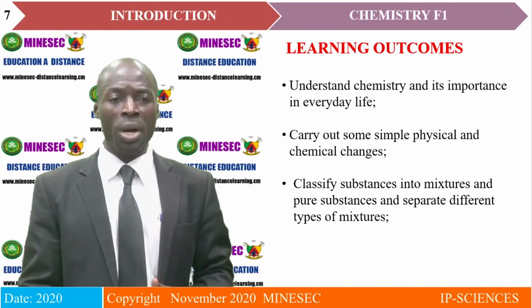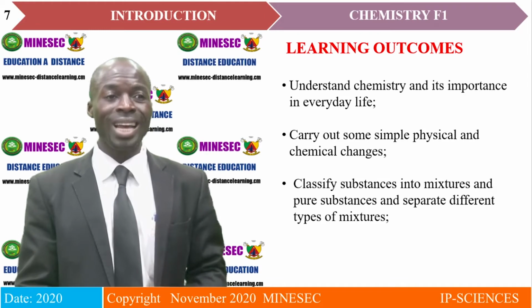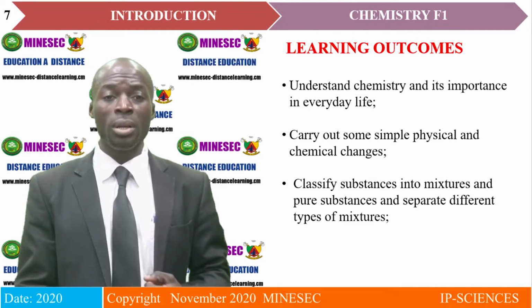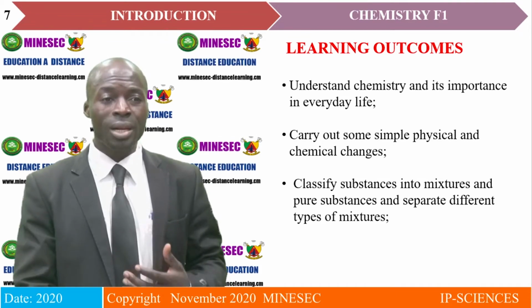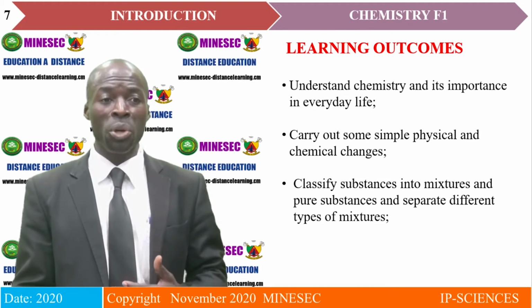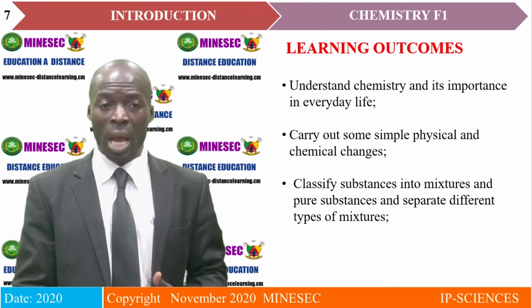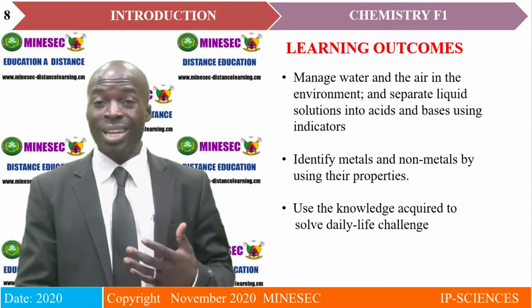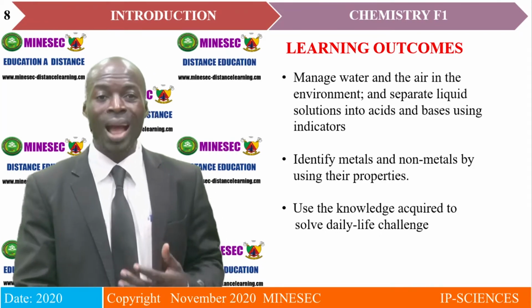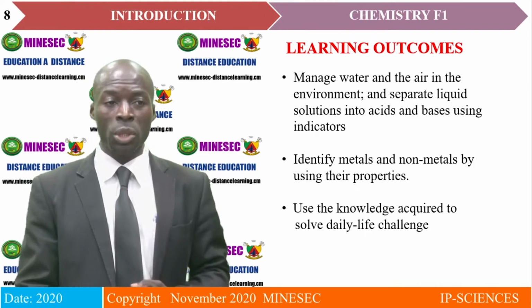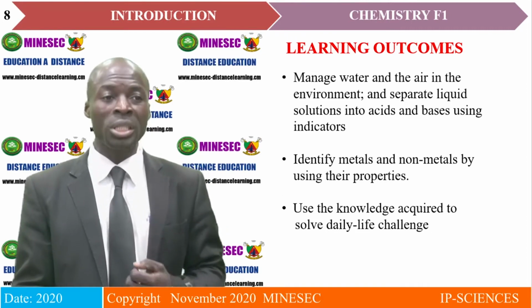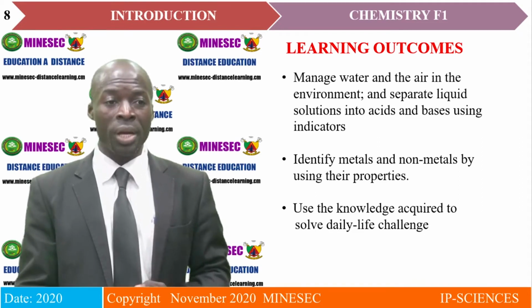By the end of Form 1, you should be able to understand chemistry and its importance in everyday life, carry out some simple physical and chemical changes, classify substances into mixtures and pure substances, and separate different types of mixtures, manage water and air in the environment, and separate liquid solutions into acids and bases using indicators, identify metals and non-metals by use of their properties, and use the knowledge acquired to solve daily life challenges.